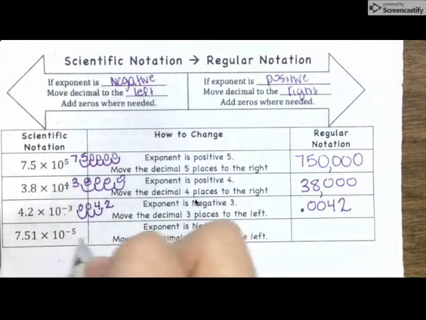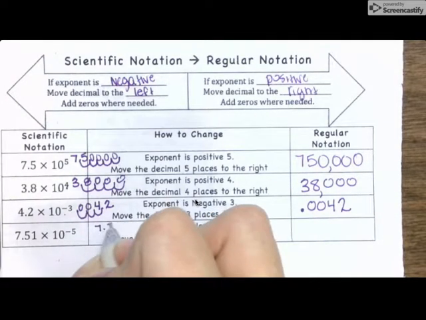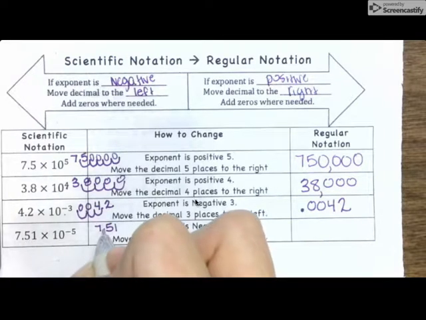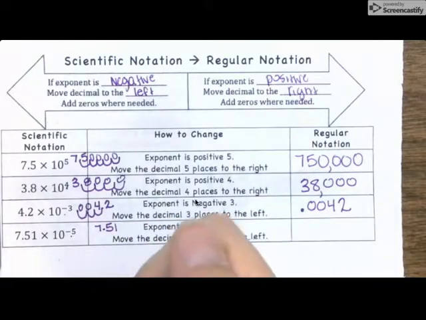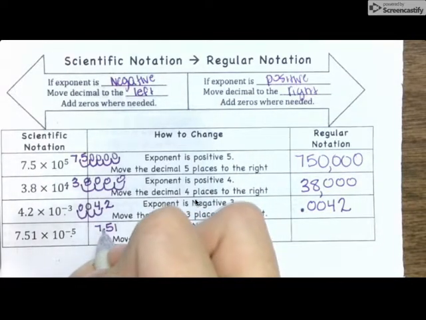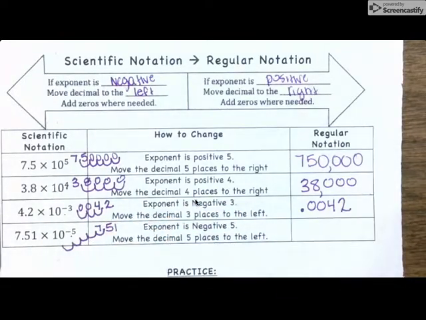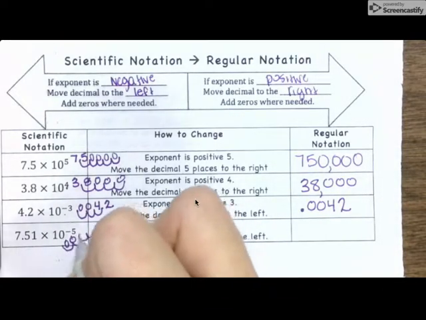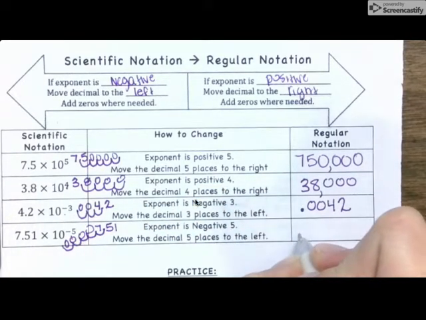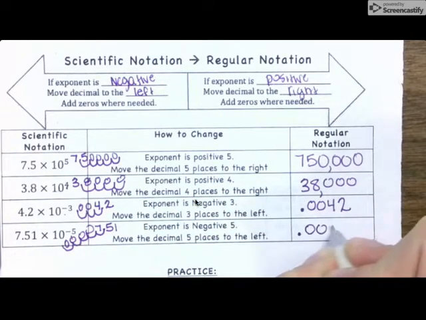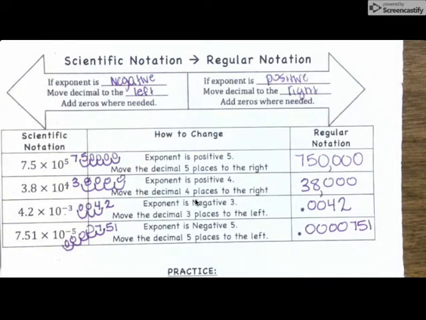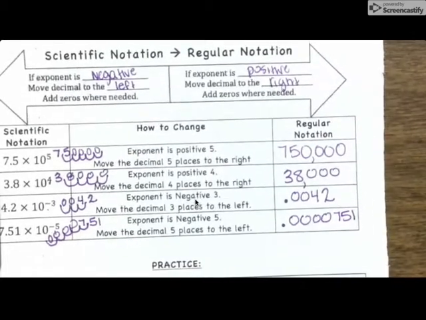Okay. Looking at the next one, same thing. I start with 7.51. And because it's negative, I'm going left. And because it is an exponent of -5, I'm going to go 5 to the left. 1, 2, 3, 4, and 5. I'm going to add my zeros. I'm going to put my decimal in the front. 1, 2, 3, 4, 7, 5, 1. Okay? And that is what you should have.